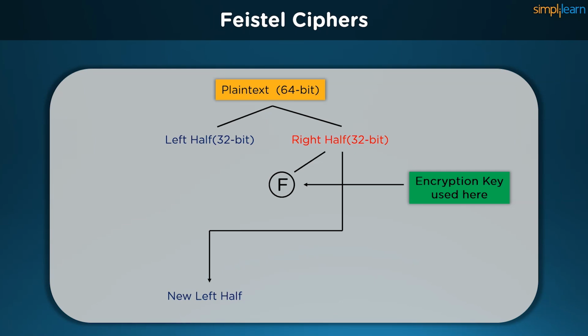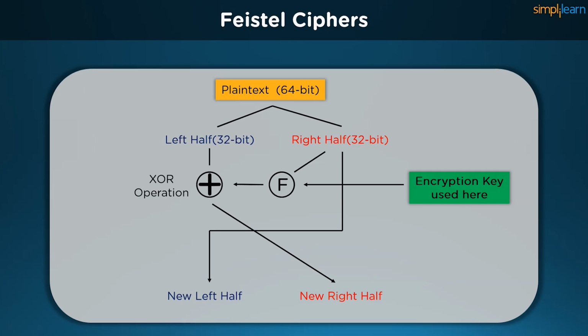Whatever the function gives as an output, it is passed on as an XOR input with the left half of the initial plaintext. The next output will become the right half of the second round for the plaintext. This entire process constitutes a single round in the Feistel cipher.